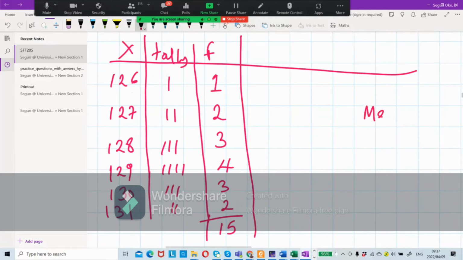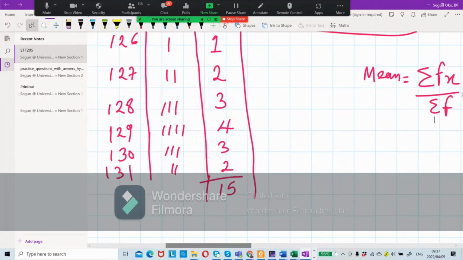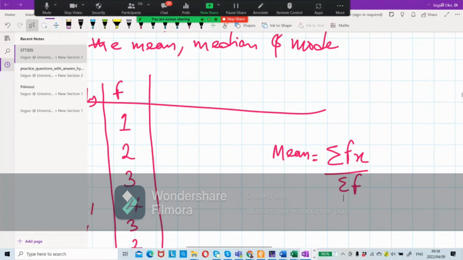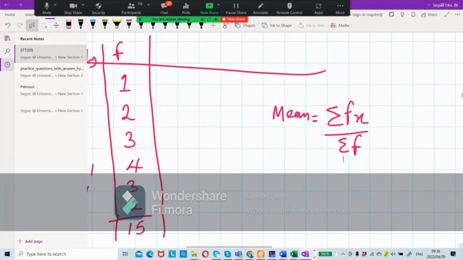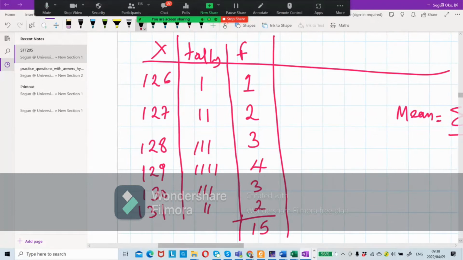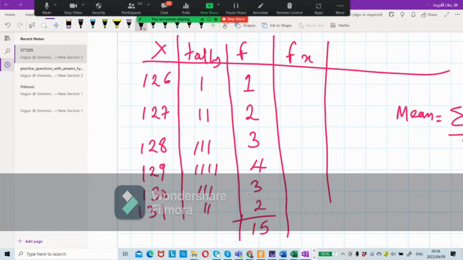our mean is the same thing as summation of fx all over summation of f. Please write it down. So now we know our f, we know our x. So in this case, let's formulate fx. Press your calculator and tell us the value.